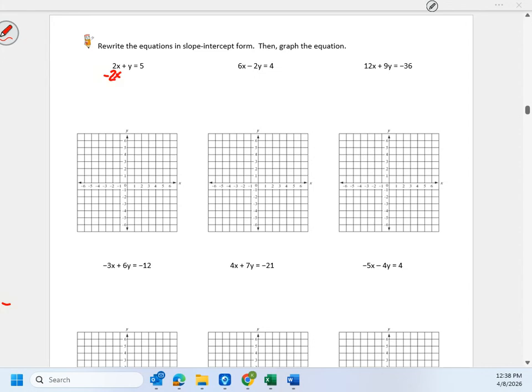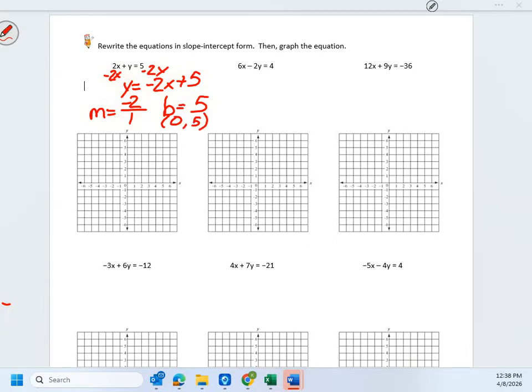So positive 2x, we want to subtract 2x. That brings me y equals negative 2x plus 5. I don't have a coefficient in front, so do I have to do anything? No, I'm done. Whew, lucky us, that was an easy one. So now I need to know what my slope is: negative 2 over 1. I need to know my y-intercept is that 5, so I know it's (0, 5) for graphing, because for the y-intercept, x is always 0. So I know that's (0, 5) to graph it.